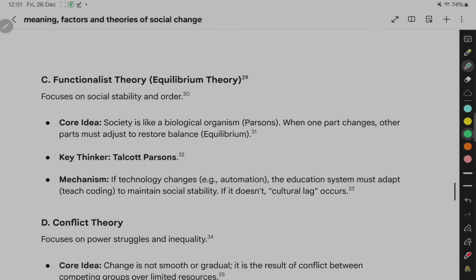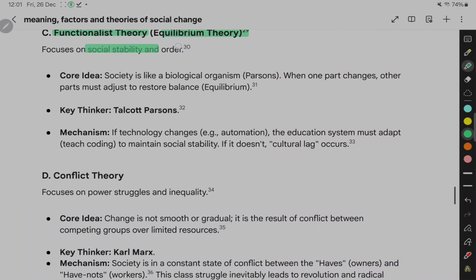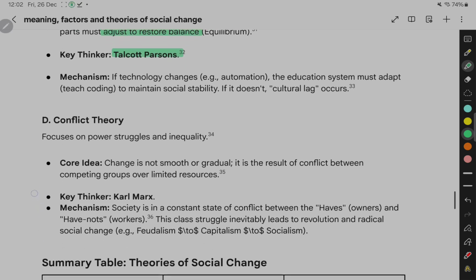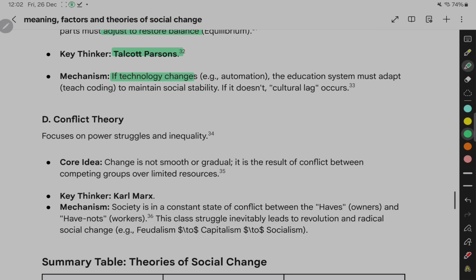C. Functionalist theory, or equilibrium theory, focuses on social stability and order. Core idea: society is like a biological organism. When one part changes, other parts must adjust to restore balance, equilibrium. Key thinker: Talcott Parsons. Mechanism: if technology changes, e.g., automation, the education system must adapt, teach coding, to maintain social stability. If it doesn't, cultural lag occurs.